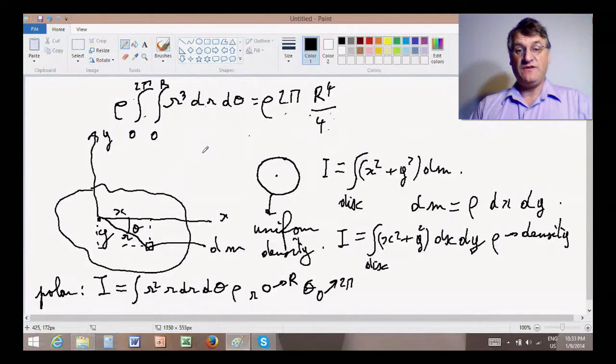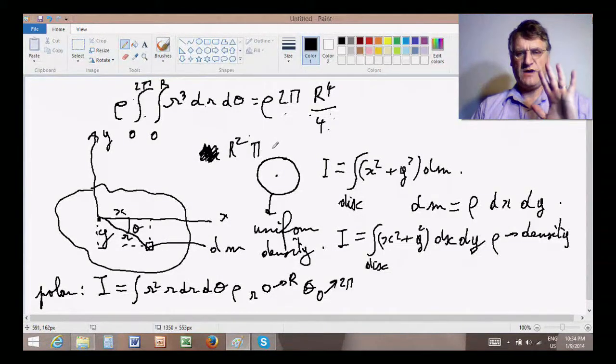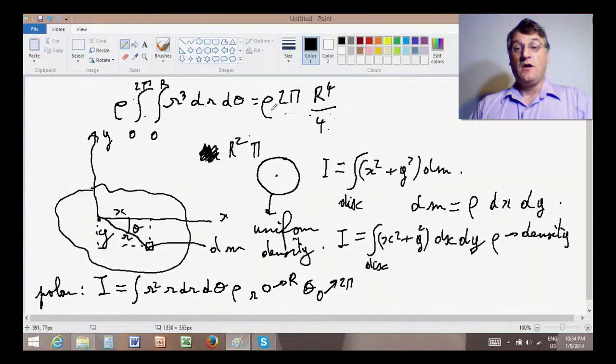The surface of a disk is m r squared. The surface of the disk times rho is m r squared times rho. That's the, my mistake. The surface of the disk is pi r squared. My mistake. The mass of the disk is rho times pi r squared.